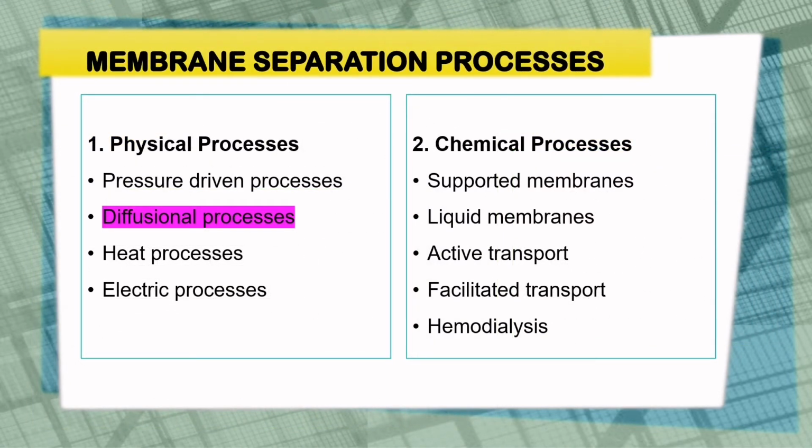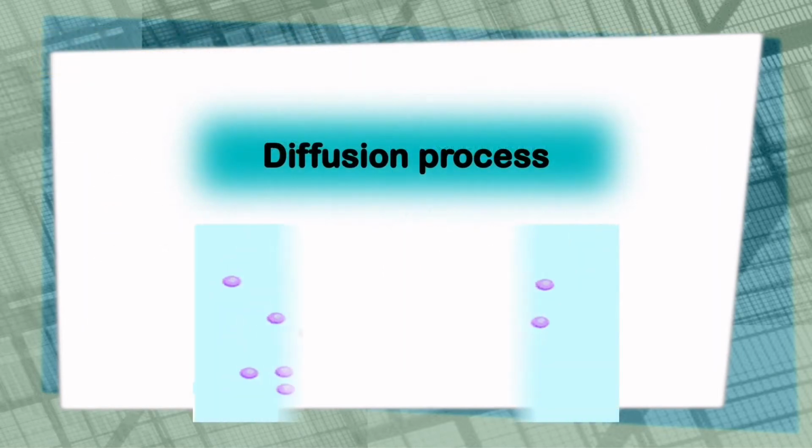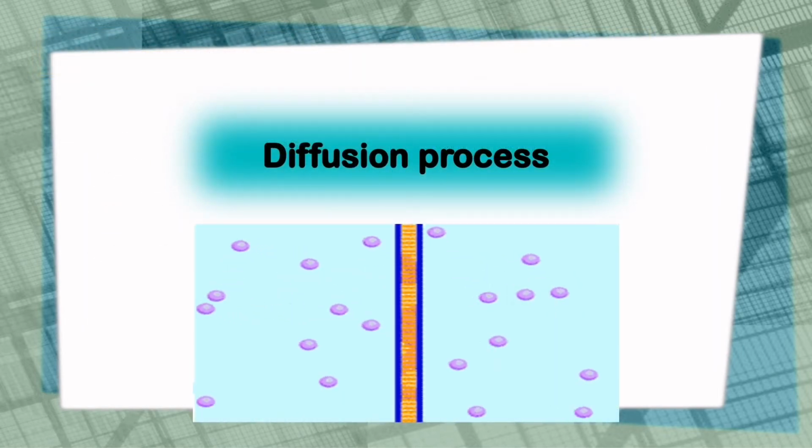Membrane separation is divided into two types of process, which are physical process and chemical process. There are four processes under the physical category, which are pressure-driven process, diffusional process, heat process, and electric process. In the chemical category, there are five other processes, which are supported membranes, liquid membranes, active transport, facilitated transport, and hemodialysis. So today we'll be focusing on the diffusion process.